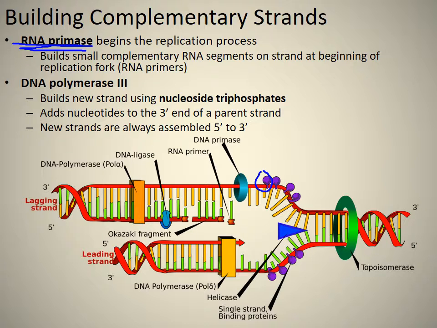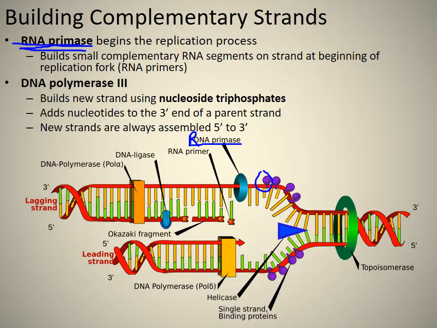In the picture it does say DNA primase. We can change that to an R so as not to create confusion. Again, it's the same enzyme. It just belongs to the class of the RNA polymerase. Now, what this RNA primase will do to start DNA replication is build a small segment of a complementary strand, an RNA segment. And the enzyme responsible for this is RNA primase.